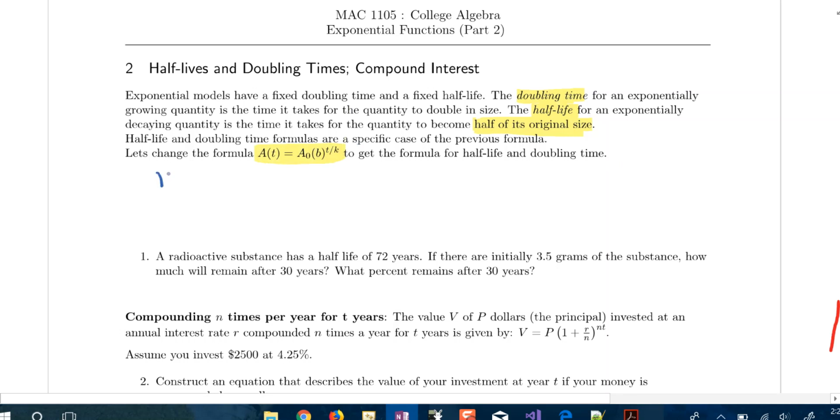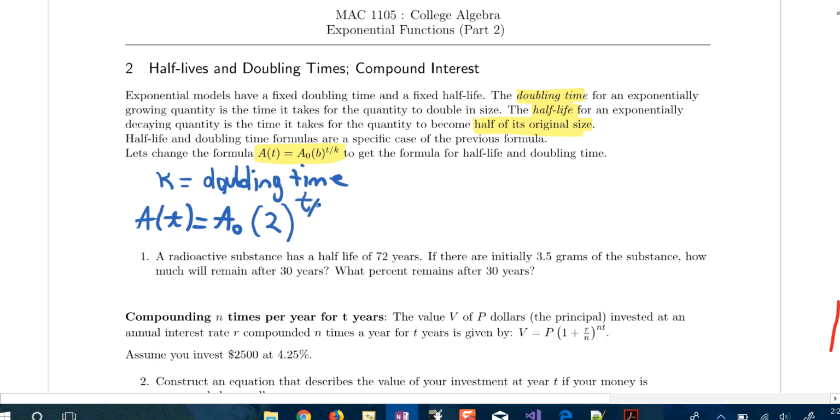So if I say that k is the doubling time, what is my formula going to become? The amount after time t is going to be the amount you start with, A0. The quantity doubles every k units of time. So what should b be? Well, since it doubles, b should be 2, to the t over k. So in this case, k represents doubling time. This is just the formula for the doubling time, where k is the doubling time.